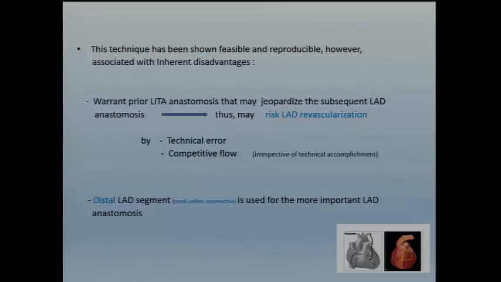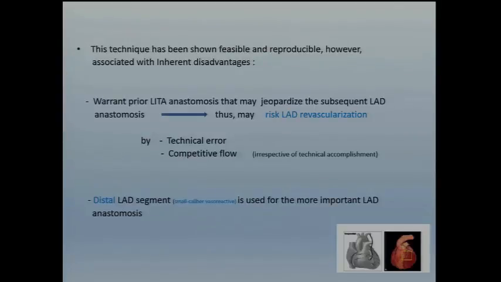However, it entails inherent disadvantages, and the major disadvantage is that in any case it warrants a prior LITA anastomosis that may compromise the subsequent LAD anastomosis. Thus, it may risk the more important LAD revascularization. Here we have to emphasize that the problem can be technical error, and we are always potentially subjected to technical errors, particularly if the target vessels are not in good shape. But the second problem is the competitive flow. Irrespective of the technical accomplishment of the anastomosis, the subsequent LAD anastomosis can be negatively affected by the competitive flow over time.